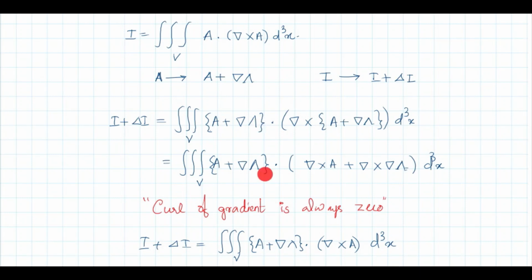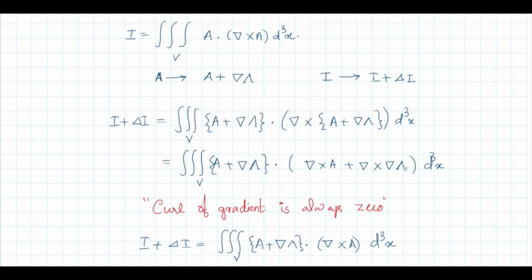A plus del lambda dot del cross A, you have to open this curly bracket, del cross A plus del cross del lambda d cube x. We have a familiar identity. Curl of gradient is always 0. So this quantity del cross del lambda becomes 0. Remaining is triple integral A plus del lambda dot del cross A d cube x.